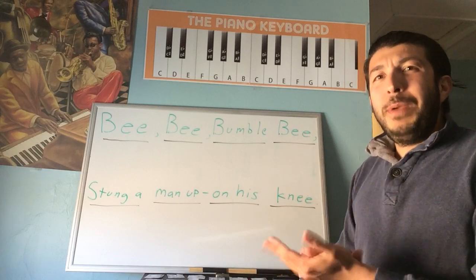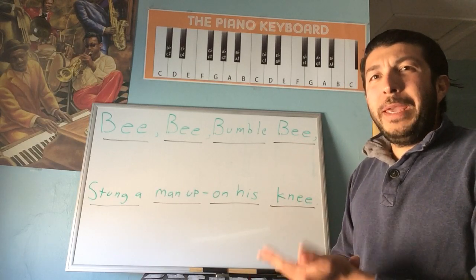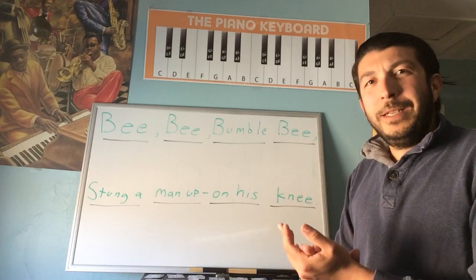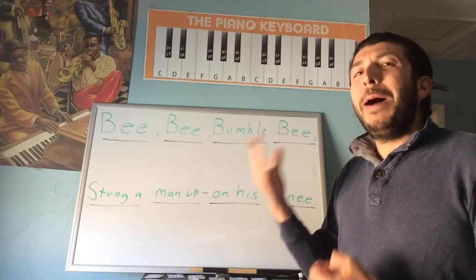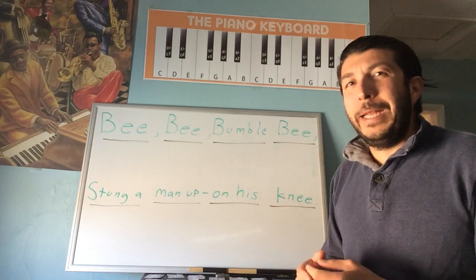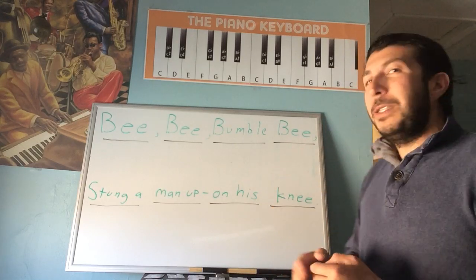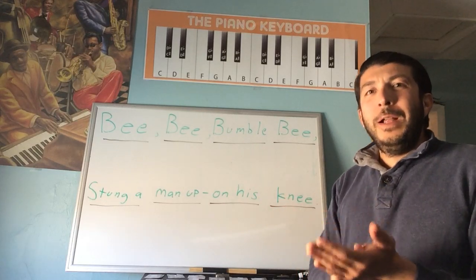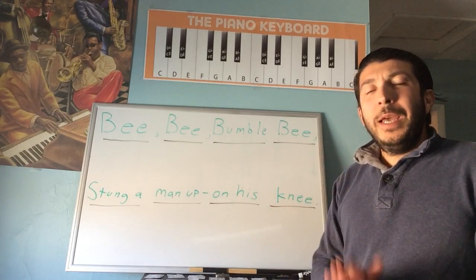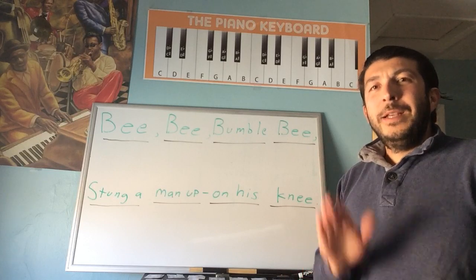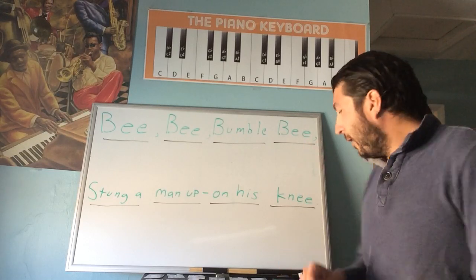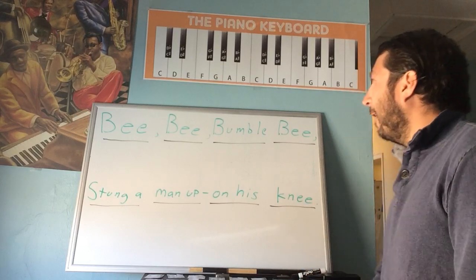Again. Bee, bee, bumblebee stung a man upon his knee. All right? So think about how many sounds the words are making. Let's try that together, both lines. 1, 2, 3, 4. Bee, bee, bumblebee stung a man upon his knee. Good. Now I'm going to turn my clicker off.